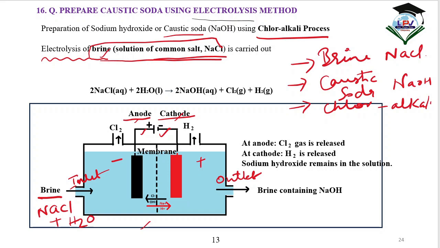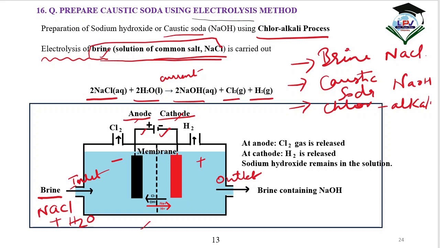As you know, the reaction is: sodium chloride, when treated with water and direct current is passed through, becomes NaOH, Cl2 which is your chlorine gas, and H2 which is your hydrogen gas.